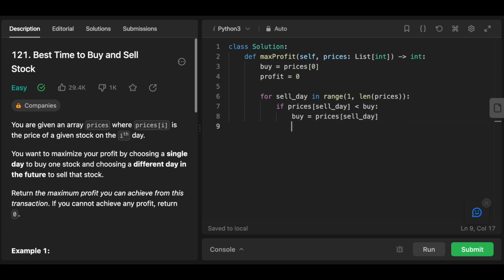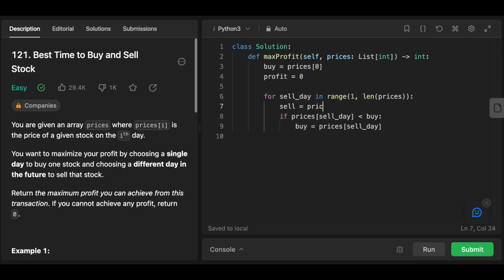Okay, there we go. Otherwise, and actually, let's do it like this, prices of day, just so we're consistent. So if the sell price is less than the previous buy price, we update buy to whatever today's price happens to be. And we continue. There's no sense in trying to calculate profit when there is none.